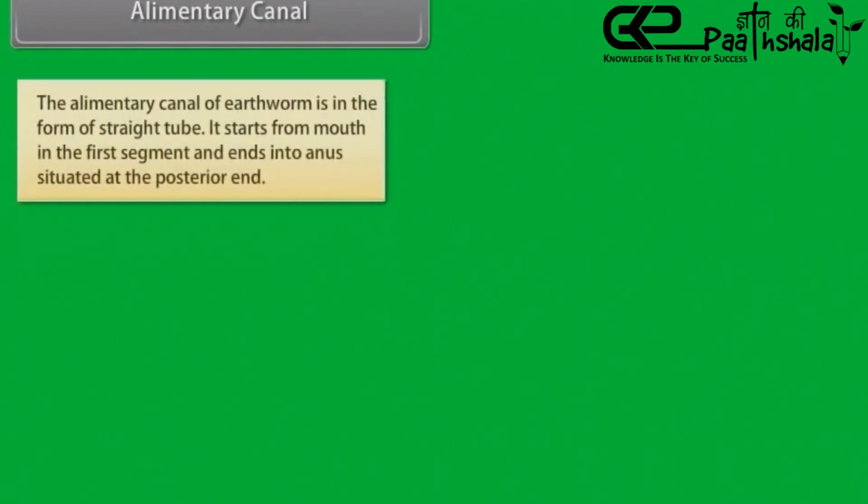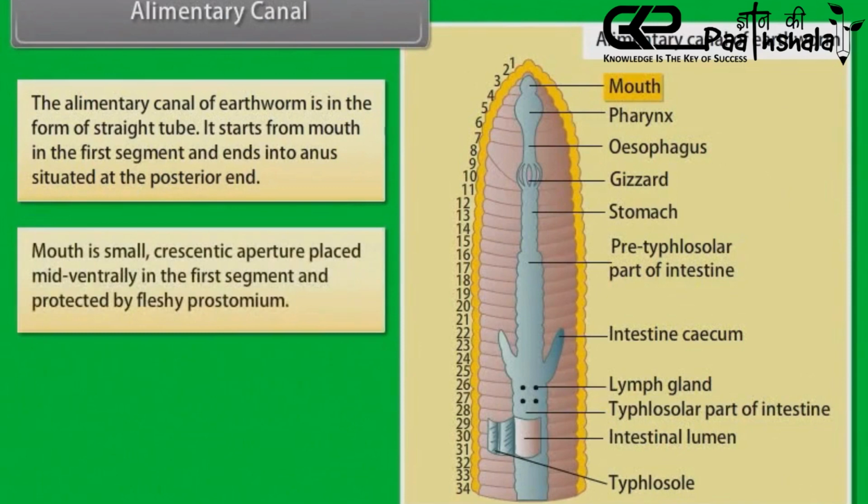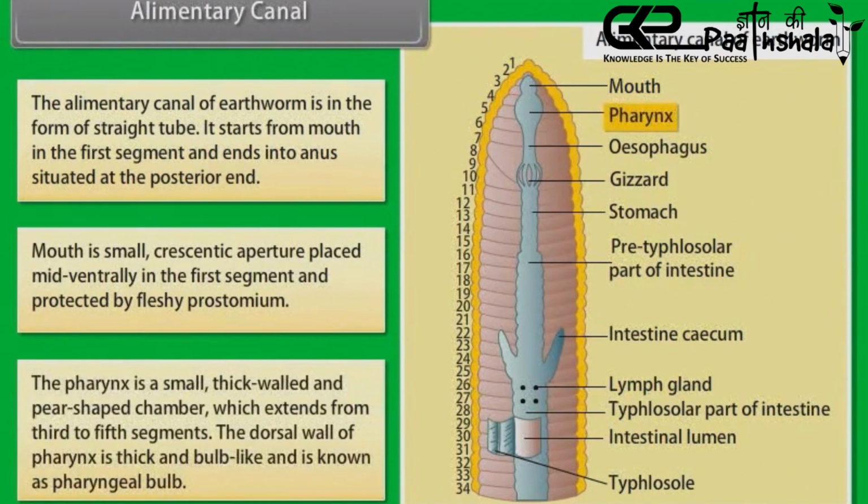Alimentary canal. The alimentary canal of earthworm is in the form of a straight tube. It starts from the mouth in the first segment and ends in the anus situated at the posterior end. Mouth is a small, crescentic aperture placed mid-ventrally in the first segment and protected by fleshy prostomium. The pharynx is a small, thick-walled and pear-shaped chamber which extends from the third to fifth segments. The dorsal wall of pharynx is thick and bulb-like and is known as pharyngeal bulb.